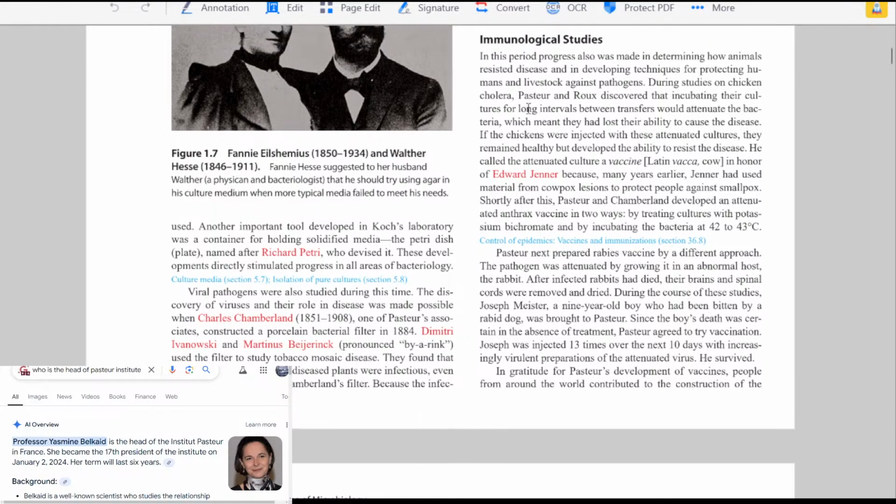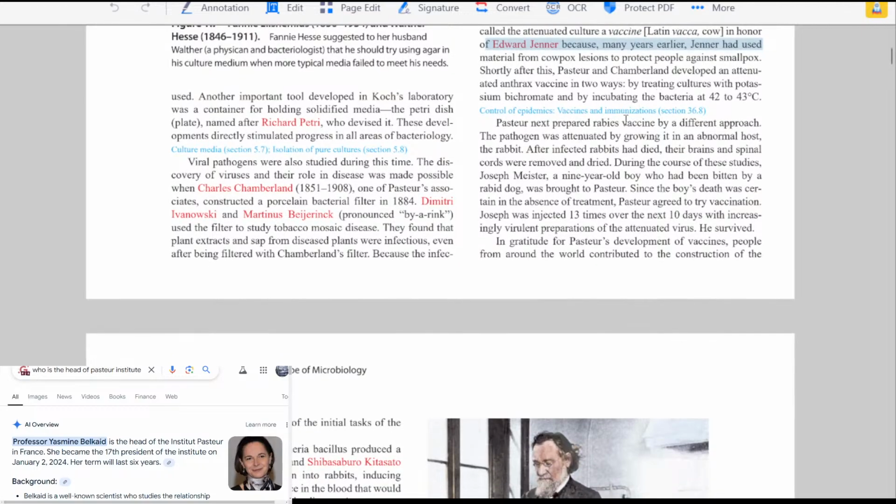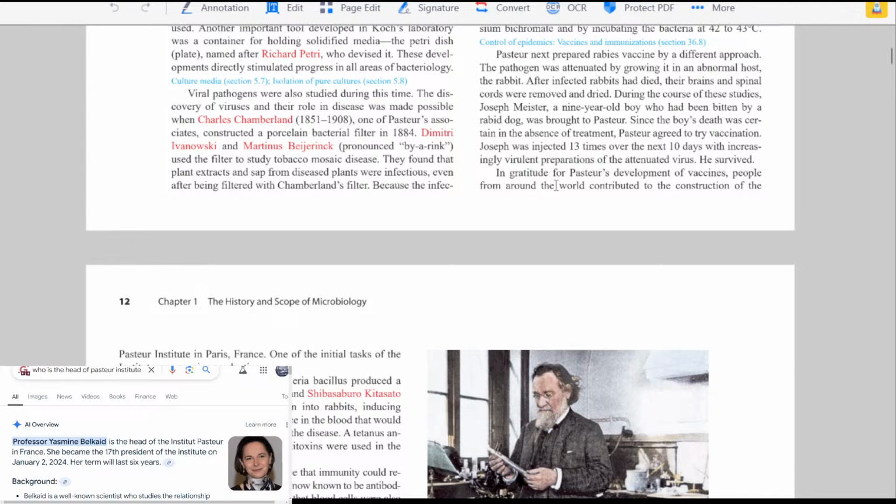Alright, let's repeat it once quickly. Pasteur and Roux discovered the vaccine for what? The first one was chicken cholera. They developed a vaccine, and they named it vaccine because of Edward Jenner, who was working with cowpox lesions, and not antibodies, the microorganisms. And then he produced the rabies vaccine because of a 9-year-old boy.